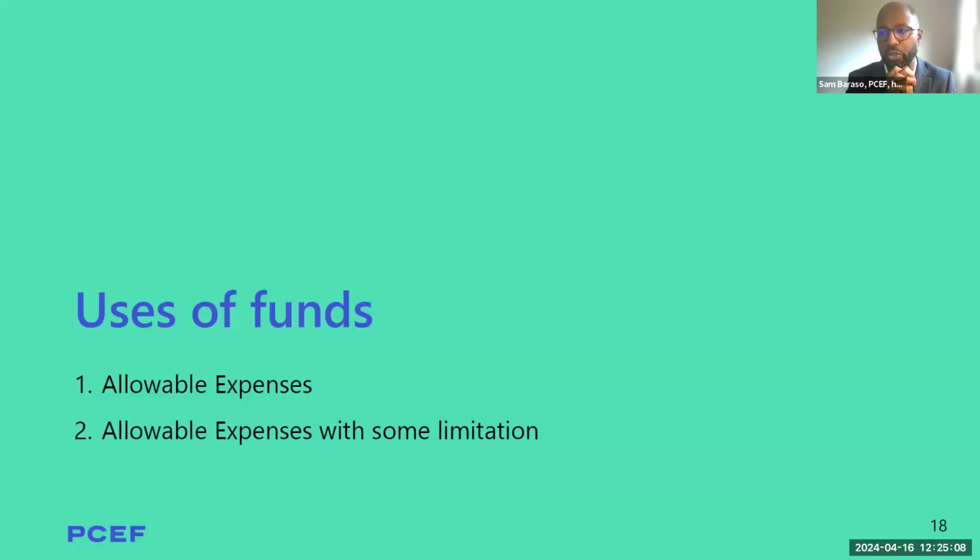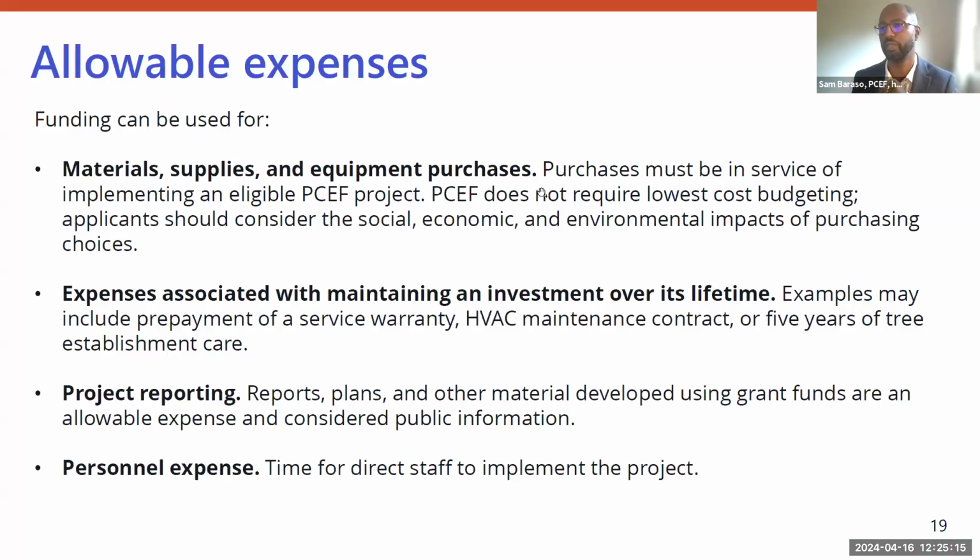All right. Now, uses of funds, allowable expenses, and those with some limitations. As should be expected, allowable expenses, the top line are going to be obviously the various materials, supplies, and equipment purchases that are going to be necessary to implement a PCEF eligible project. In this, as folks that have engaged with our community responsive grants know, we do not require lowest cost budgeting.